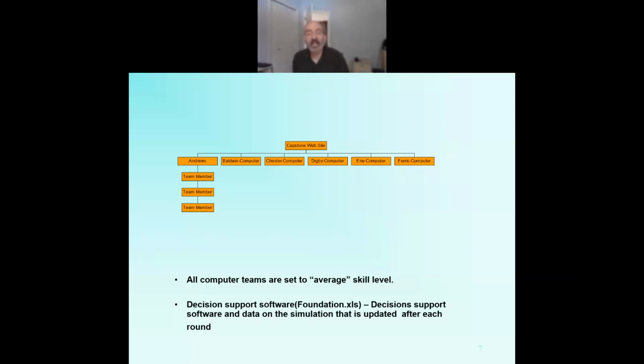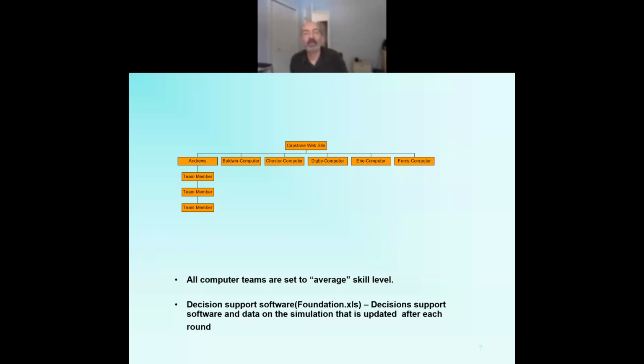Now, another important thing is decision software called Foundation.xls. This is decision software and data on the simulation that's updated after each round. And when you did the rehearsal sim, you were working with kind of an image of that where you were making decisions. And I'm going to go over using that in a minute.